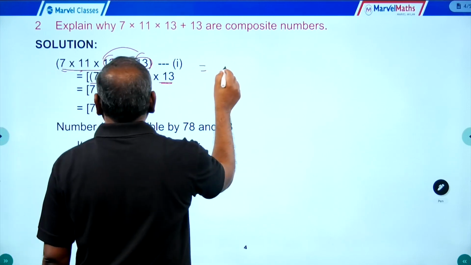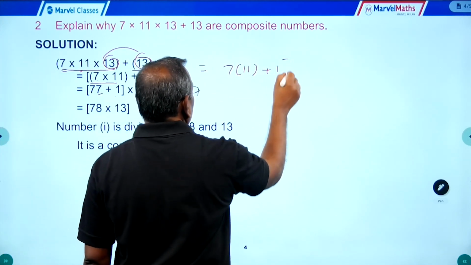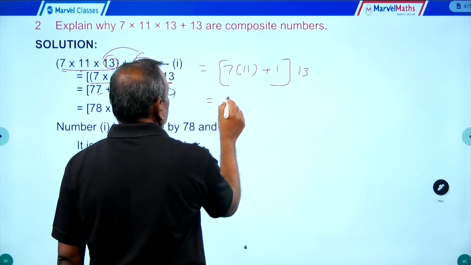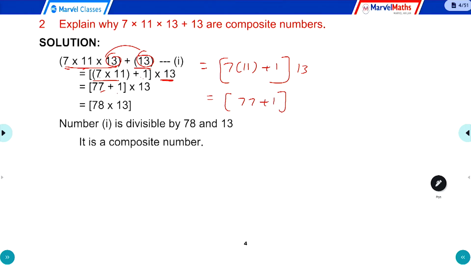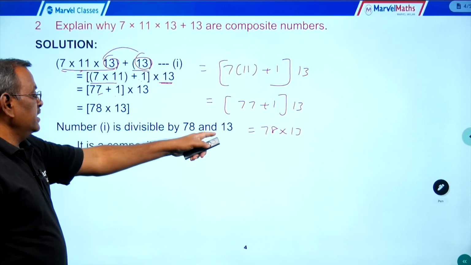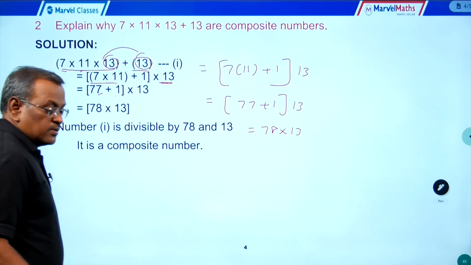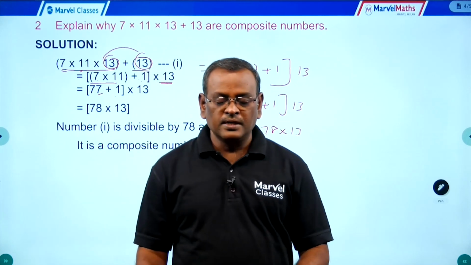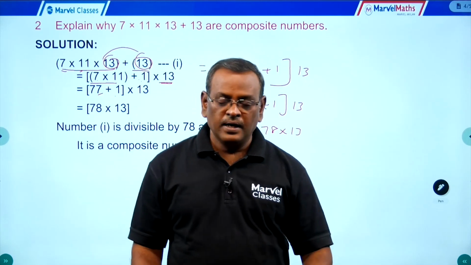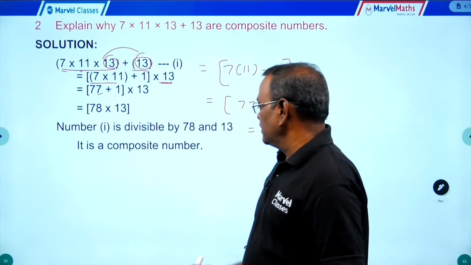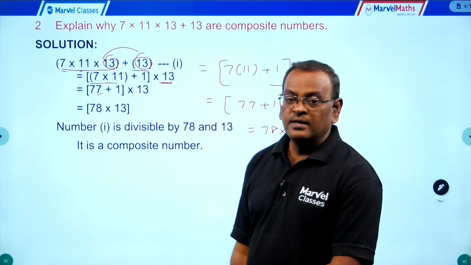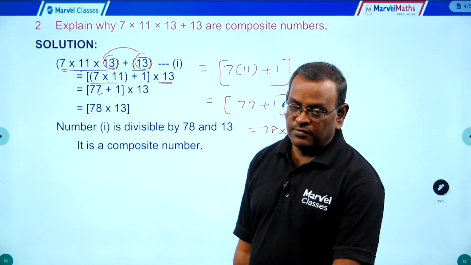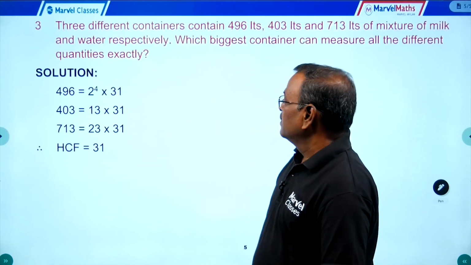I will explain here. 7 into 11 plus 1, into 13, which is equal to 77 plus 1, into 13, which is equal to 78 into 13. So therefore this number is divisible by 78 and 13 and hence it is a composite number. So what is the reason for composite number? If a number is divisible by more than two numbers, other than the number itself and 1, but here other than the number itself and 1, two more numbers 78 and 13 also divide it, therefore it is a composite number.